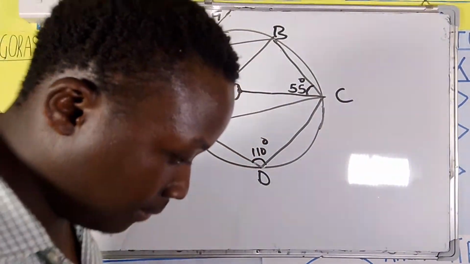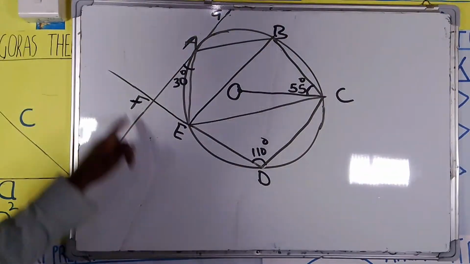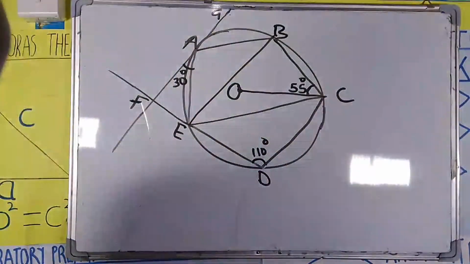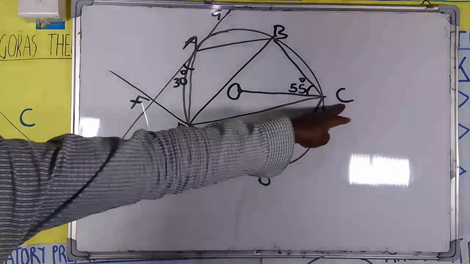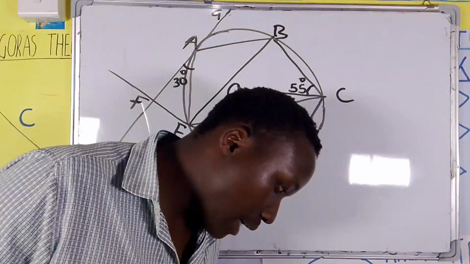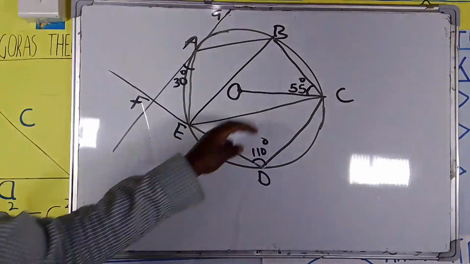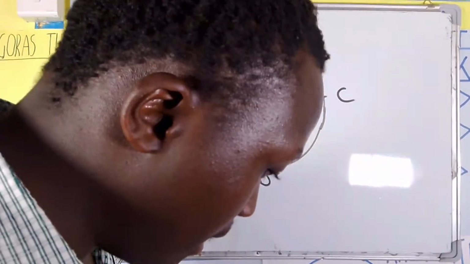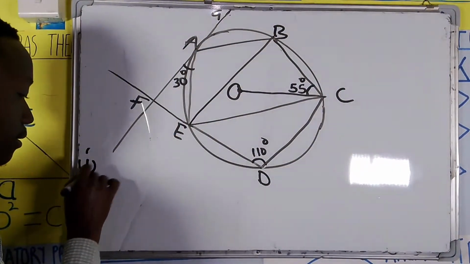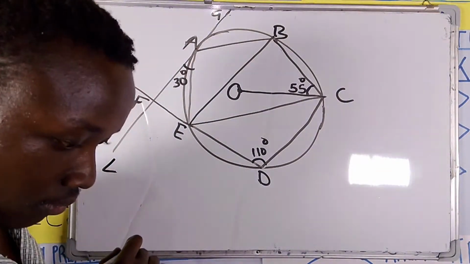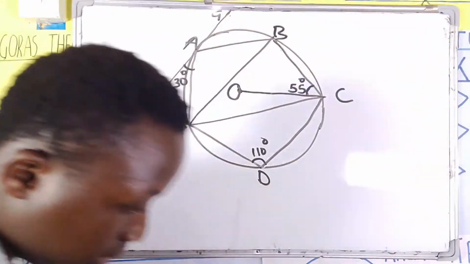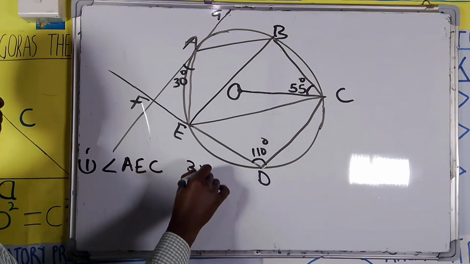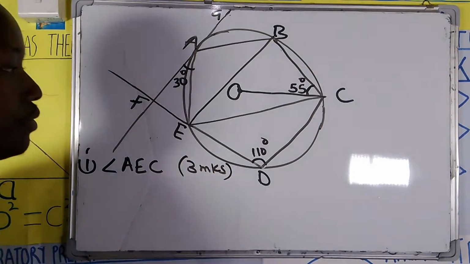Then the next information, angle FAE is 30. The next one, angle EDC is 110. And the next one, angle OCB is 55 degrees. So the question asks, Roman 1, calculate angle AEC, 3 marks. So tutaenda polepole tu.